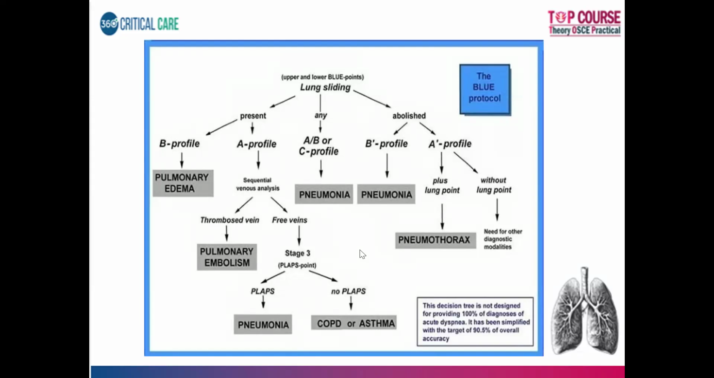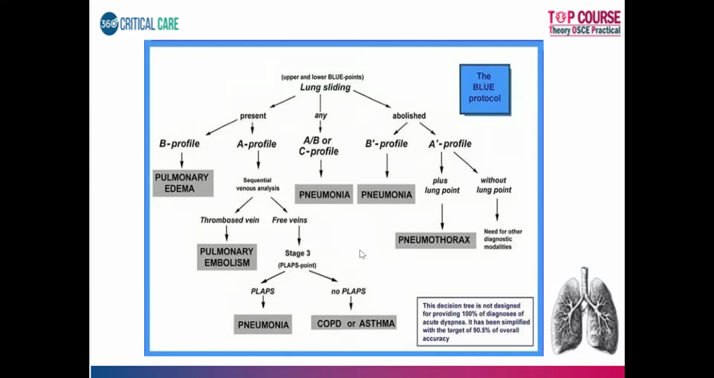Sometimes you have abolished lung sliding, wherein you have an A dash profile. Absent lung sliding with an A profile, and then a positive lung point, is an indication of pneumothorax. But if you don't have a lung point, then you need to look at other possibilities, wherein you might have to call for an X-ray, or wheel the patient for a CT thorax. So this is by and large the BLUE protocol, which is usually used for acute respiratory failure.